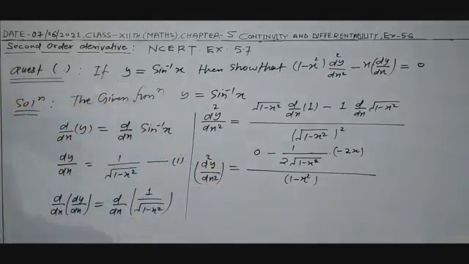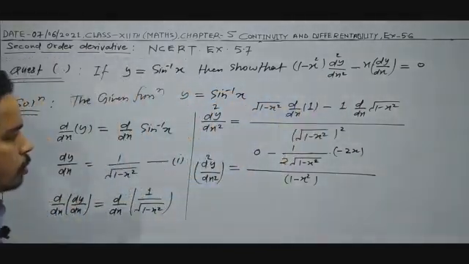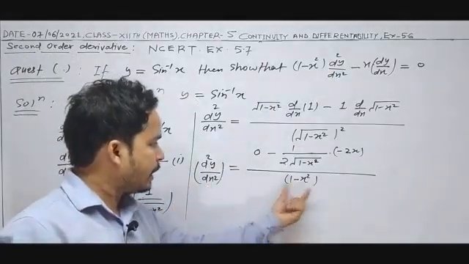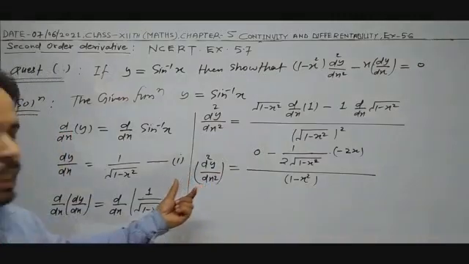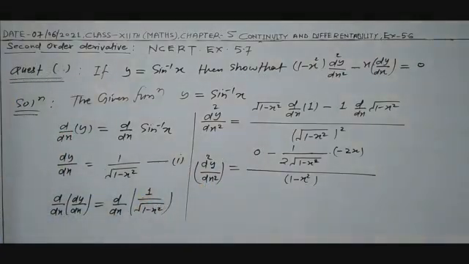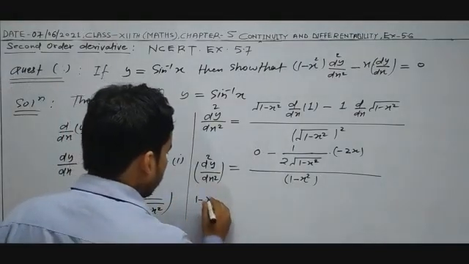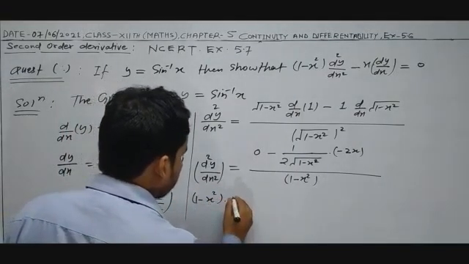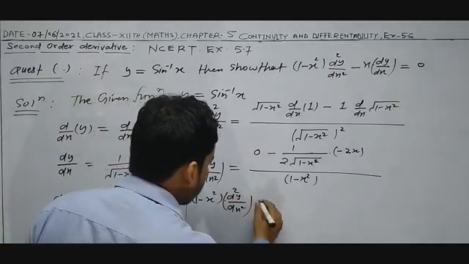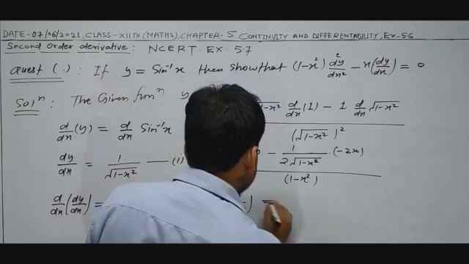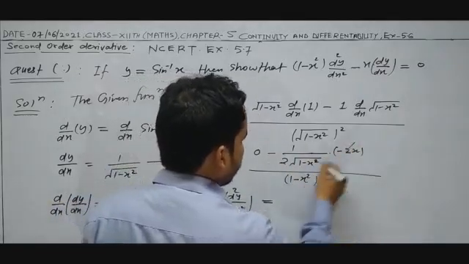My proof is 1 minus x square d2y by dx2. So I need 1 minus x square, and you can multiply 1 minus x square on both sides. Then what will be the result? So 1 minus x square d2y by dx2 is equal to minus will be plus, and 2 will be cancelled out.